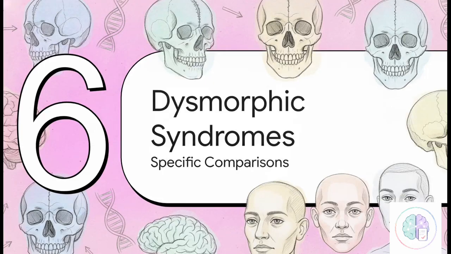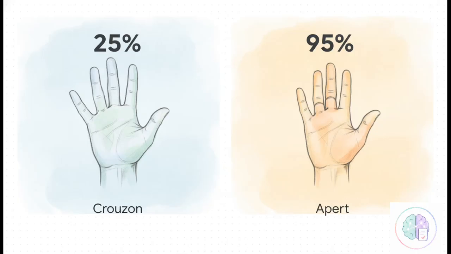Section 6. Specific craniofacial dysmorphic syndromes. Let's compare them directly. We're going to intricately compare a few of these, starting with Crouzon versus Apert syndromes. While they share the same base craniofacial findings, the differences are pretty stark. In Crouzon syndrome, 25% of cases are sporadic, and interestingly, hydrocephalus is rare. Contrast that directly with Apert syndrome, where a massive 95% of cases are sporadic, and hydrocephalus is incredibly common.